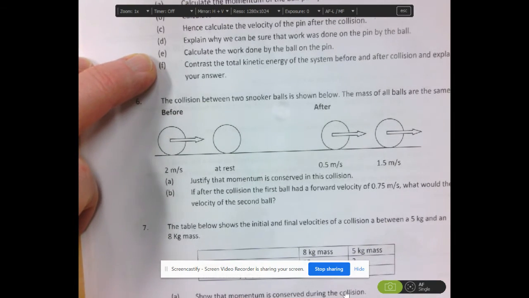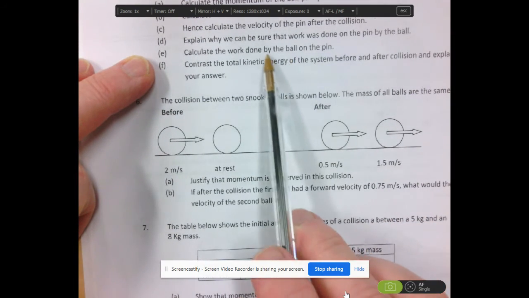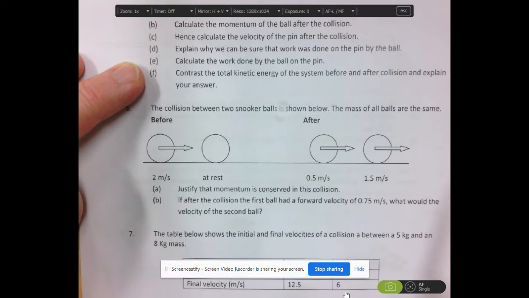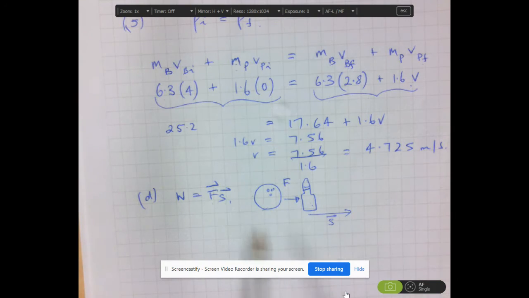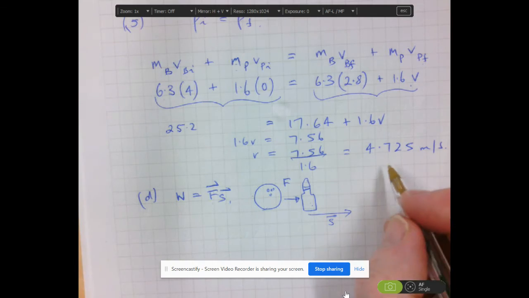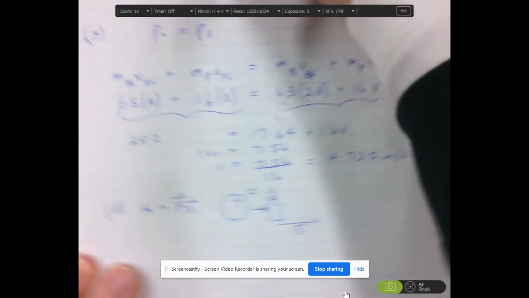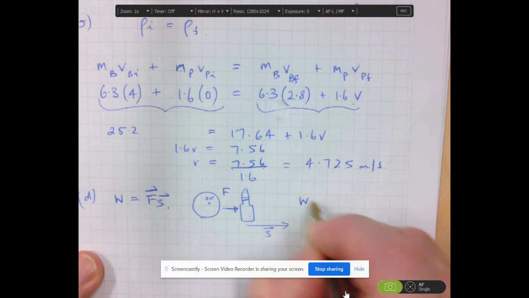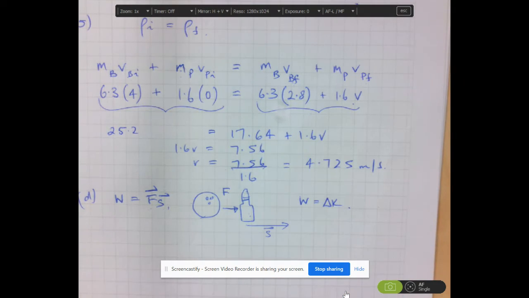We want to calculate the work done by the ball on the pin. Okay, now we don't know the force that is happening and we don't know the displacement through which the pin is moving while these two come in contact. So we have to use another formula for work. And we know that work is equal to the change of kinetic energy of an object. In this case, we want the work on the pin. So this is the change of the kinetic energy of the pin. So that would be a half mv squared minus a half mu squared.